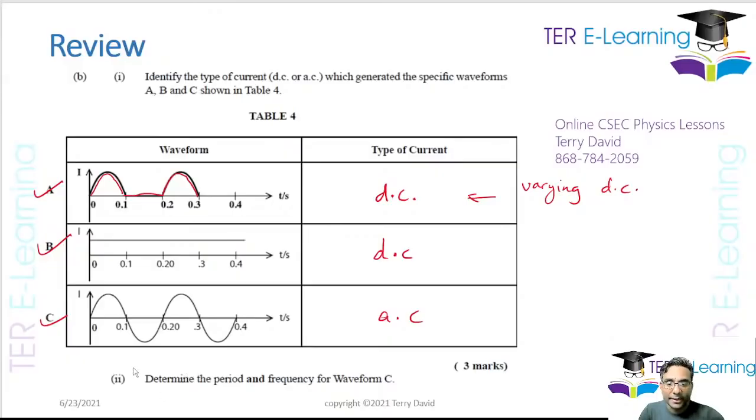Now, this next part here, they want us to determine my period and my frequency. What is the period of waveform C?